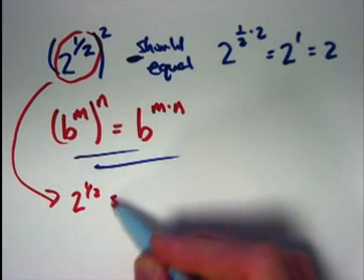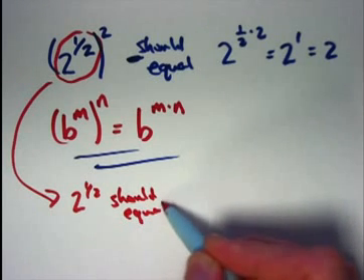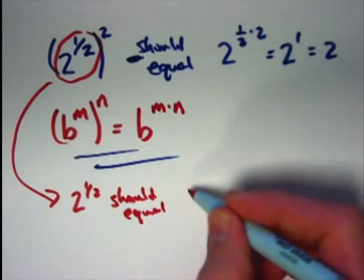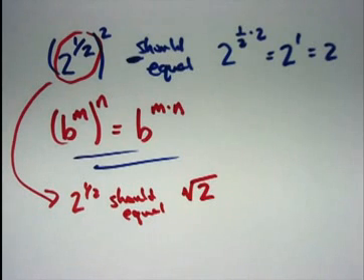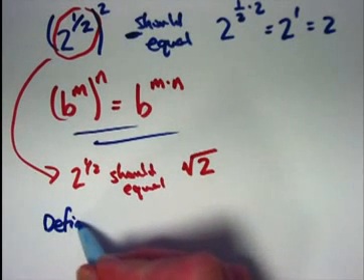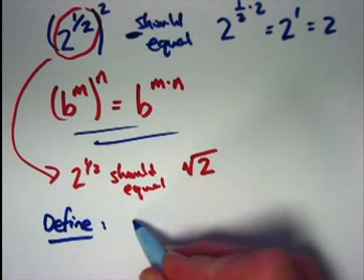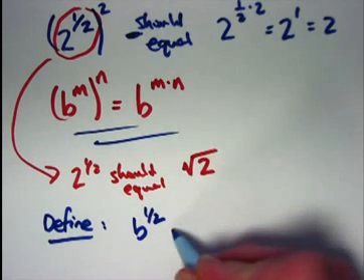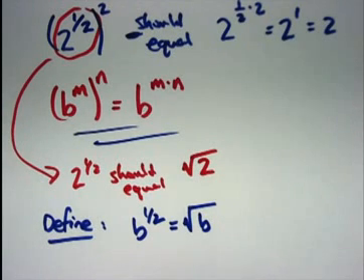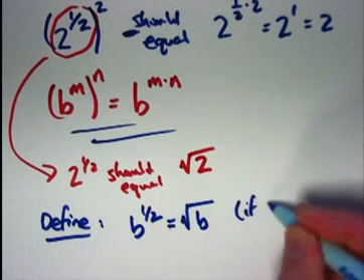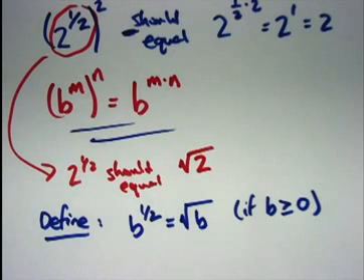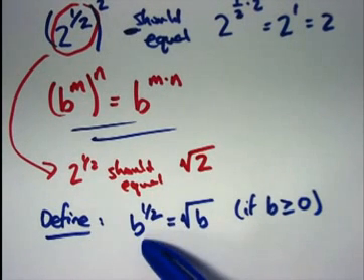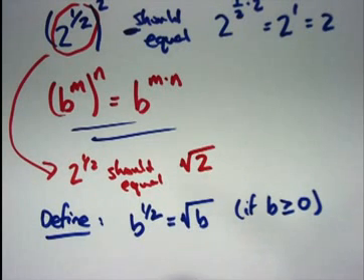2 to the 1/2 therefore should equal, what number has a square equal to 2? Well, what positive number at least? It's the square root of 2, symbolized by that. And that indeed is a definition that we make. We define, in general, a positive number to the 1/2 power to equal the positive square root of that number. Well, technically non-negative, we can include 0 here. For any non-negative real number, we can define that number to the 1/2 power to be the positive square root of that number.